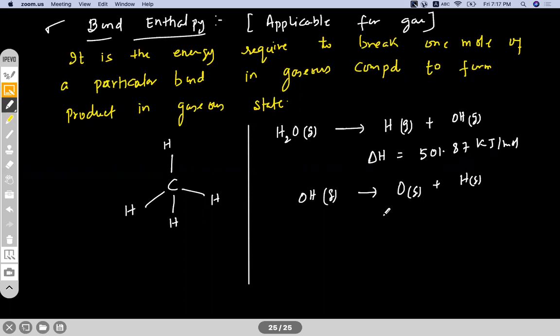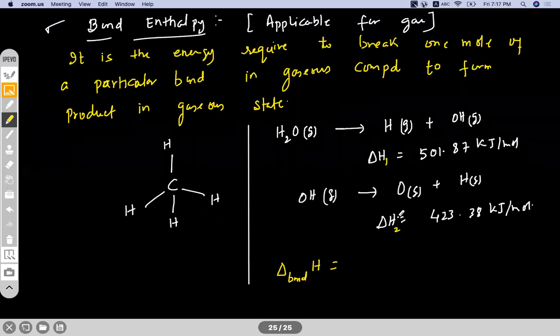But if you think that this enthalpy should be the same as we had earlier, no, it is not. This enthalpy is different. This enthalpy is 423.38 kilojoule per mole. Got it? So if I ask you to calculate the bond enthalpy of H2O molecule, it would be the average of these two, 1 and 2.